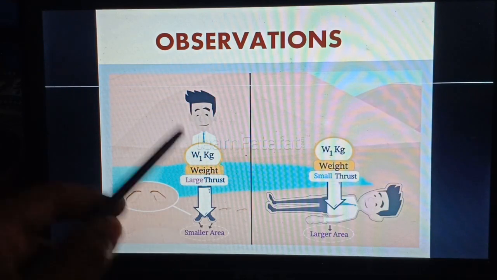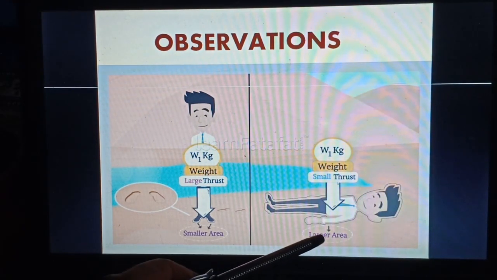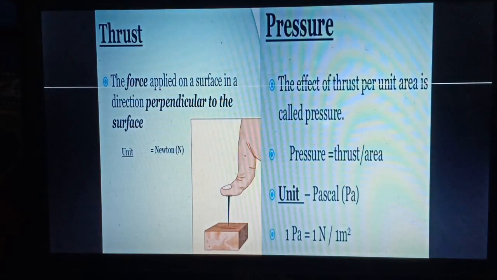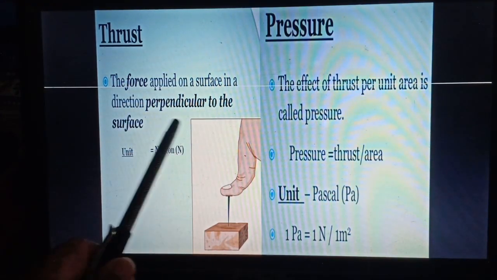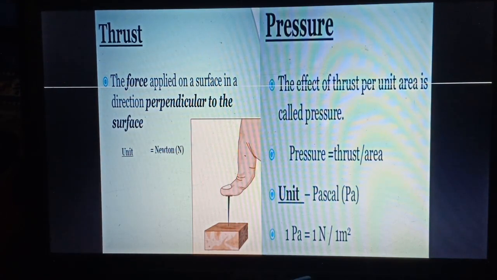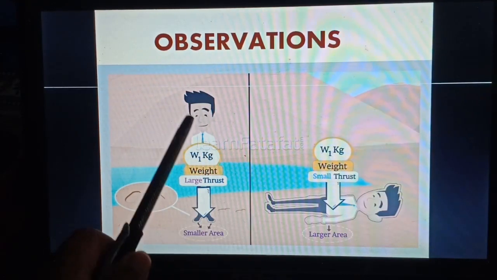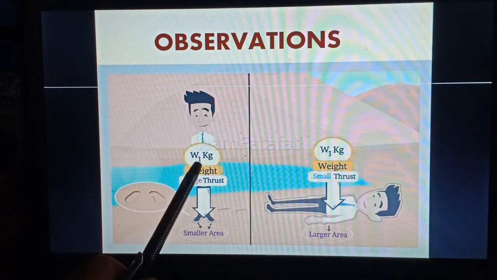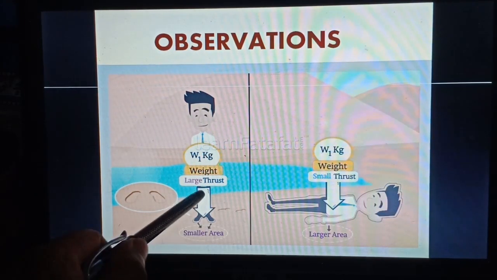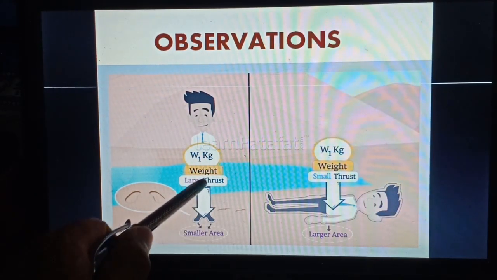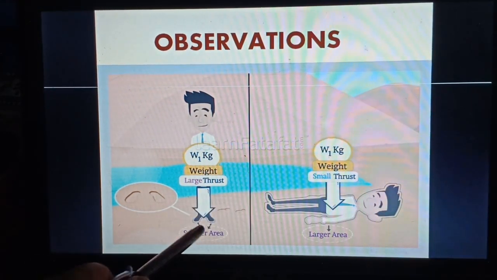So we have to know about these two terms, thrust and pressure, to have a clear idea of why, when we stand straight, our legs go deep into the sand, and while we lie down on the sand nothing happens. We just stay calm and quiet over the surface. Thrust is the force applied on a surface in a direction perpendicular to the surface. While we are standing, we are actually applying force. Why do I say applying force? Even if we are doing nothing, the earth is attracting us, the earth is applying a force on us, and as a reaction to that force we give a reaction force to the sand.